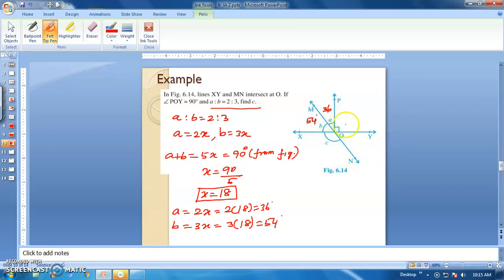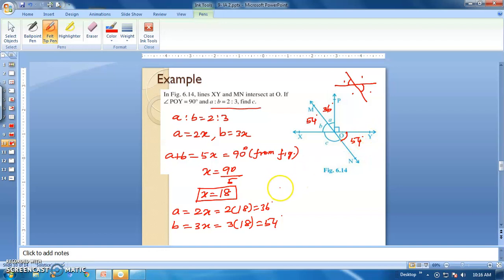Next, what they are asking here is to find C. This angle only they are asking, right? This one is 54 degrees, so what about this one? This one also is 54 degrees. How is it 54 degrees? Because here XY is a straight line and MN is also a straight line, and these two angles are known as vertically opposite angles. In the last class we have seen vertically opposite angles are the same. That is, these two angles are the same and these two angles are the same.